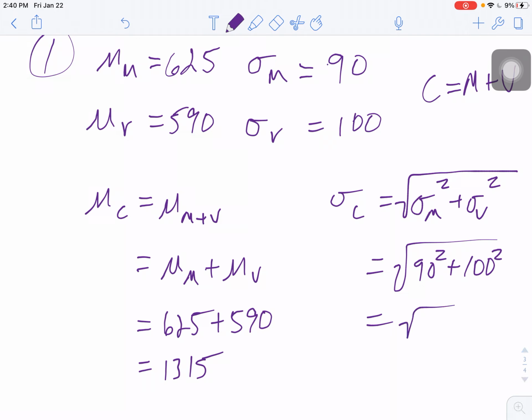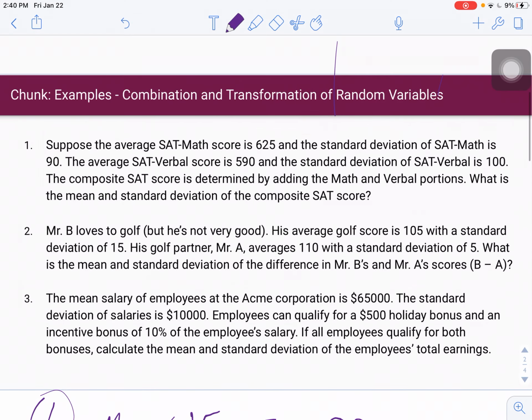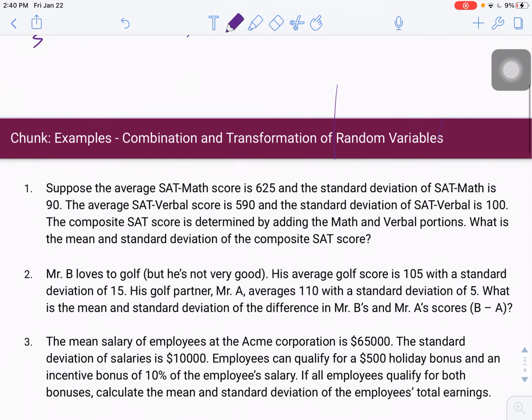This is going to end up being the square root of 18,100, which is about 134.54. All right, so the typical composite SAT score is 1315, and typically a student is going to score within about 134 points of that mean. So that's question one. And again, that was a combination of random variables.